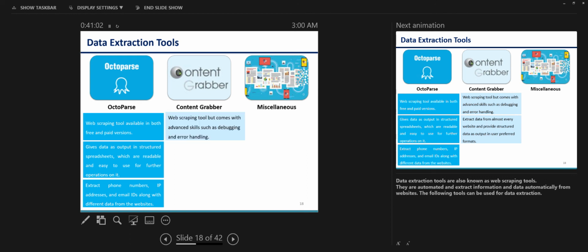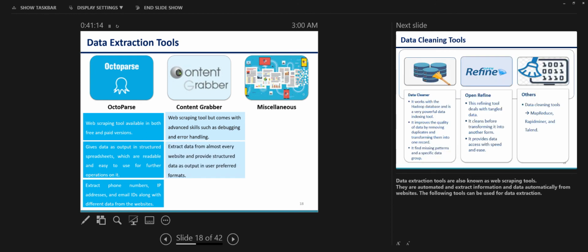And Content Grabber is also a web scraping tool, but it comes with advanced features such as debugging and error handling. It extracts data from almost every website and provides the structured data as output in the user's preferred formats.